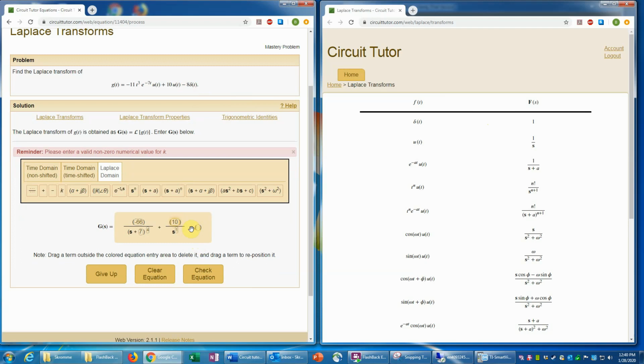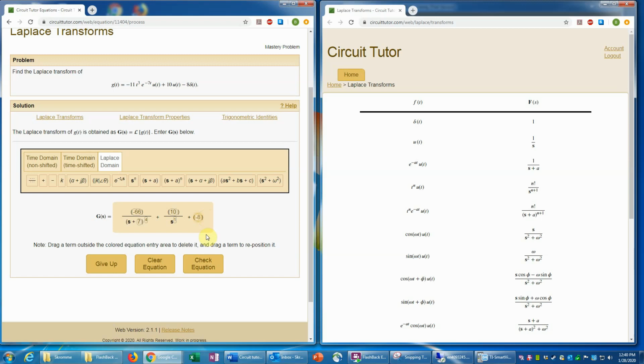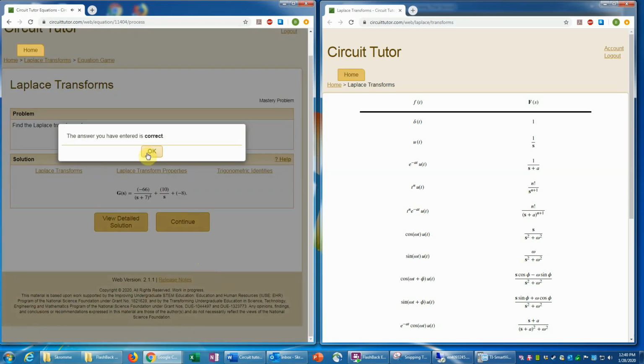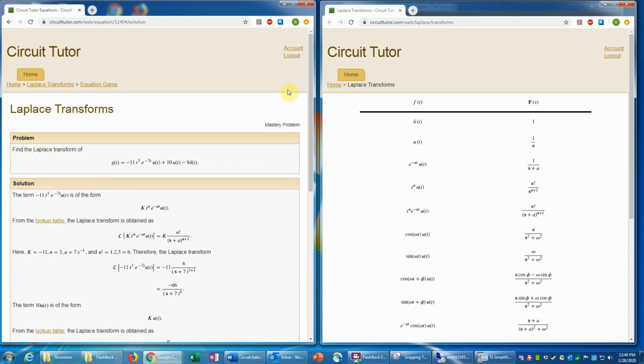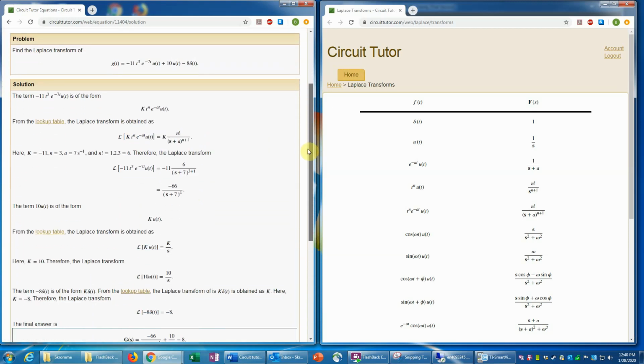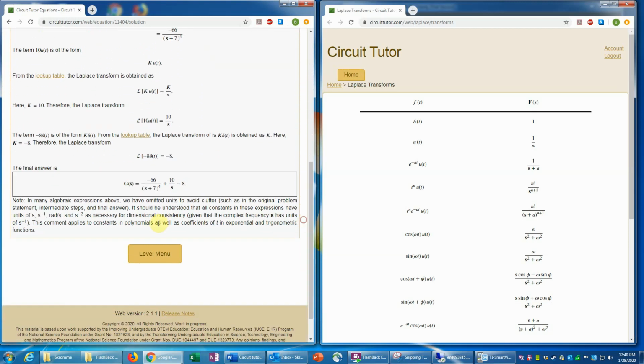So I could have put a negative sign here, or I could just put it in the value here, which I'll do for convenience there. So we'll check that. And that is correct. Okay, and then you always have the option, if you were unsure about any of this, to view a detailed solution here, which will be similar to what you saw in the example. And it'll just take you through all the details of computing the answer.